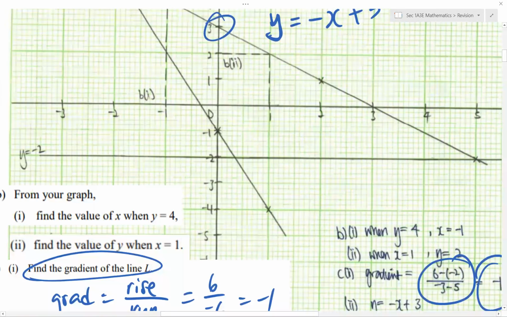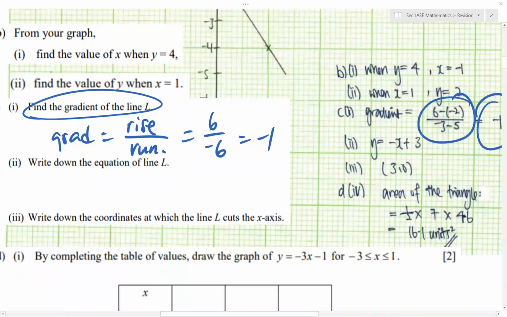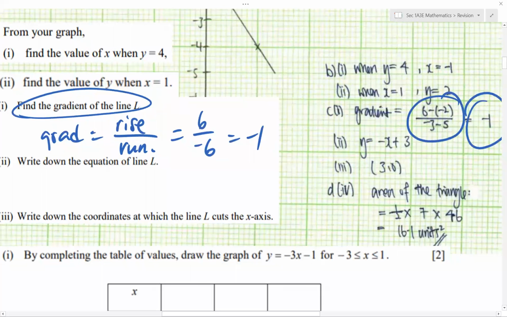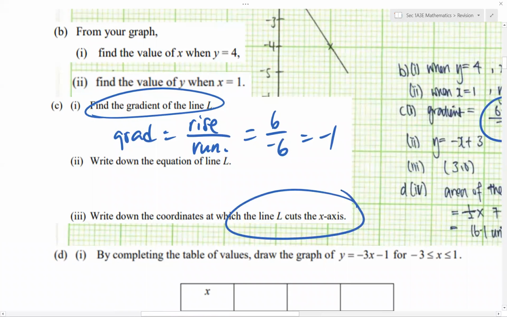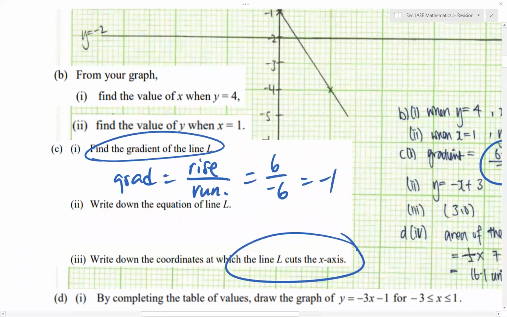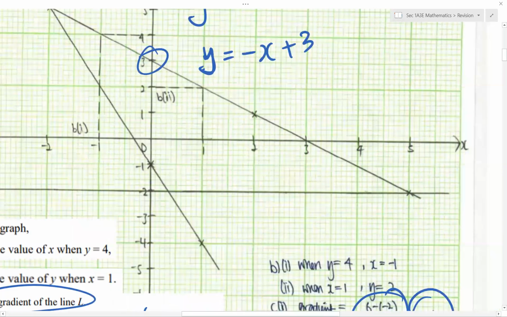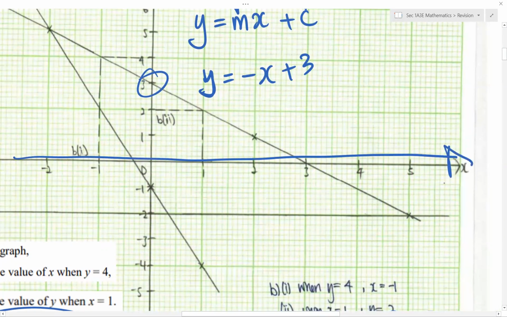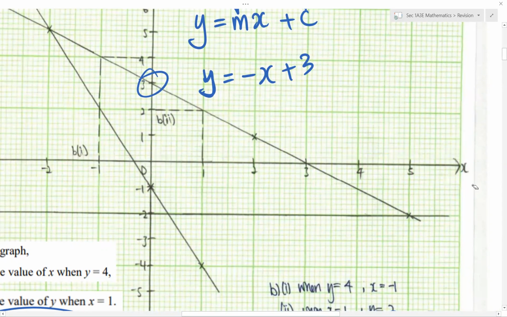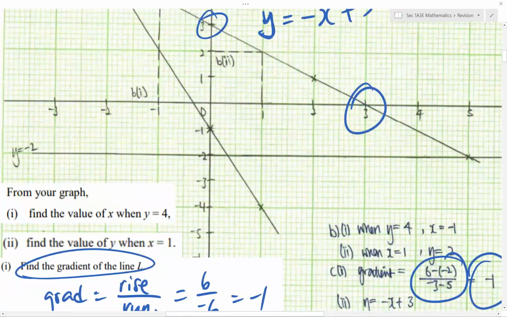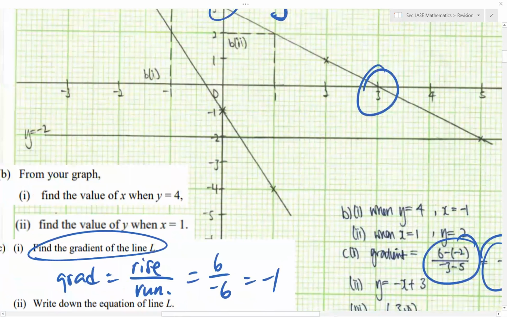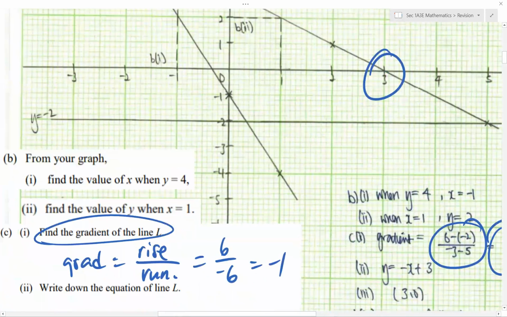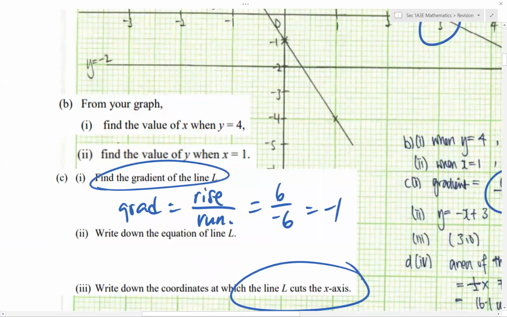Now for part 3, write down the coordinates at which the line L cuts the x-axis. Cuts means to intersect. Where does it intersect the x-axis? So definitely, you need to know that this line over here is known as the x-axis. Where does it cut? It cuts here. It cuts over here. They are asking for the coordinates. So, I mean, we're all visual creatures. We look at it, we know it cuts over there. But what are the coordinates?